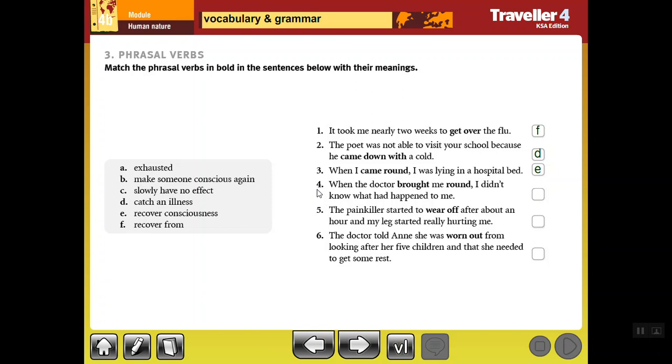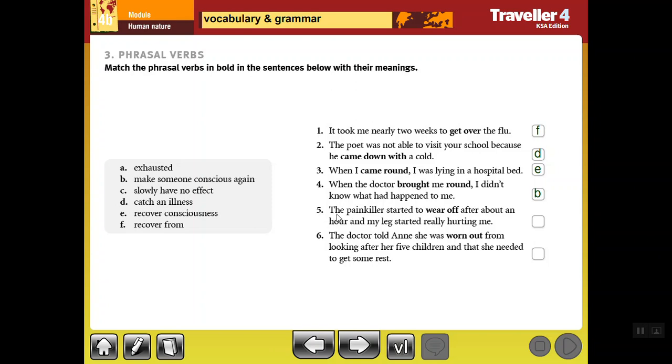Number 4. When the doctor brought me round, I didn't know what had happened to me. Yes, that's it. If you lose consciousness, the doctor can help you to become conscious again, to make someone conscious again. This brings him round.